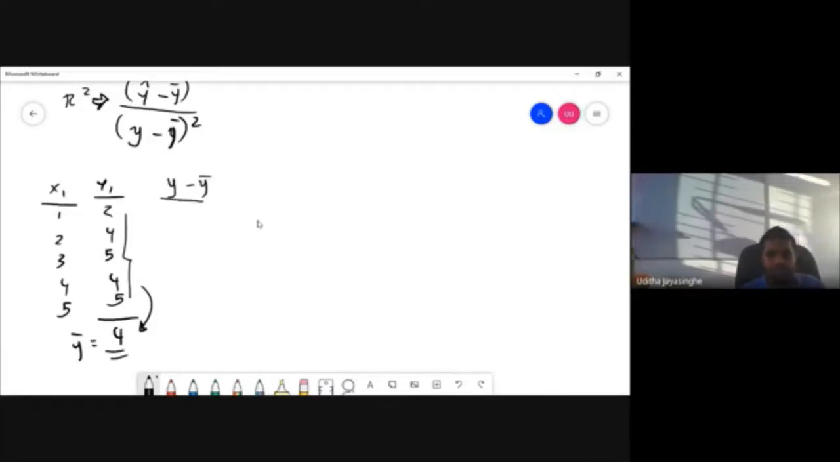We know the individual y values, and then we know the y bar as 4. So simply we're taking 2 minus 4, that is negative 2, 4 minus 4, 0, 5 minus 4 is going to be 1, this is 0, and this is going to be 1. The next step would be to take the square value of it. That means y minus y bar, we take the square value: 4, 0, 1, 0, 1. I'm going to need the sigma of this, and I'm keeping this aside.